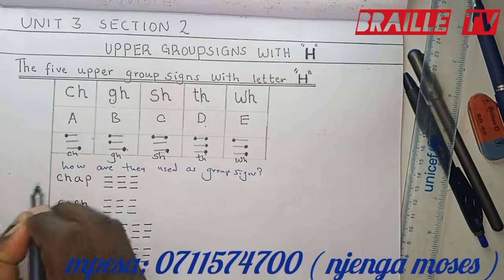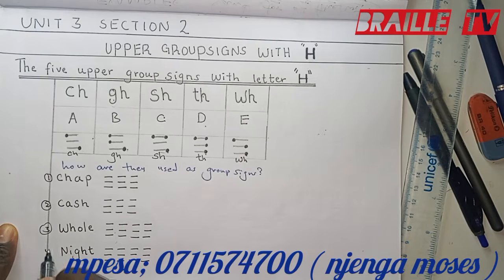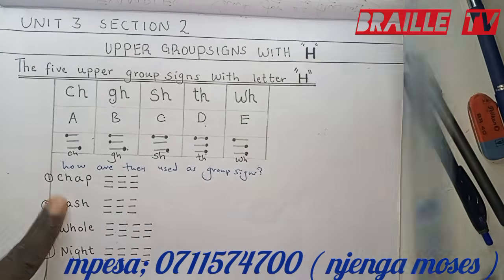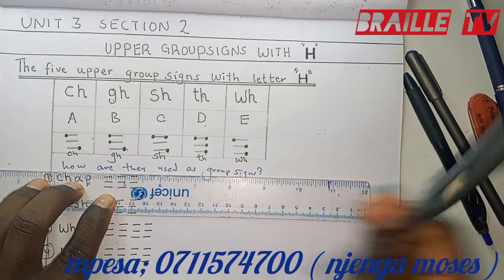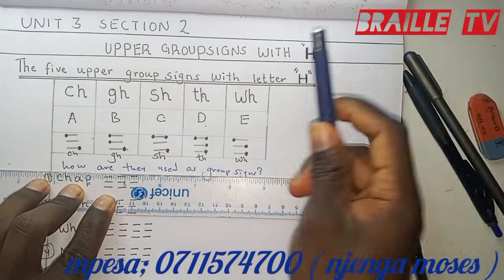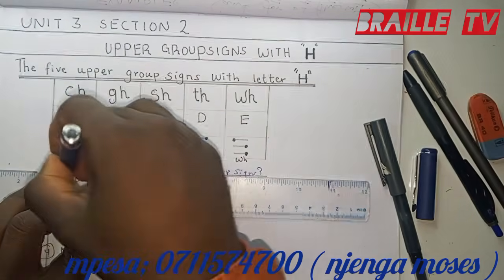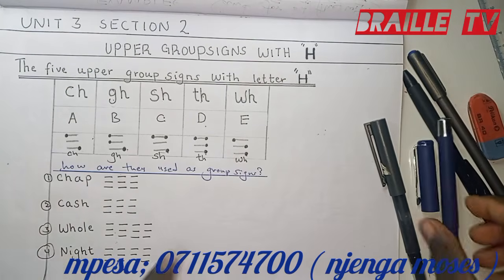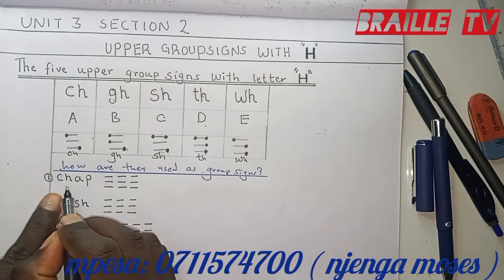For example, we have a few words: number 1, number 2, number 3, and number 4. Let us use these words as examples. The first example is the word chap. Let me underline this very fast so that it does not get confused with a sentence. Now we have 4 words, and the first word is chap.